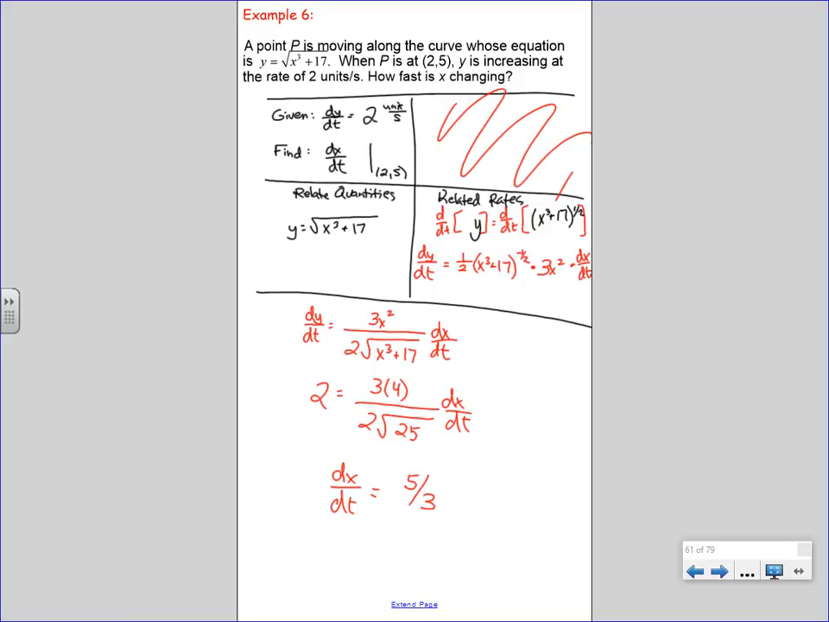Nice. And technically our units would just be unit per second, because if y is measured in units up here, then x will be measured in units as well. If t is measured in seconds up here, t will be measured in seconds down there.